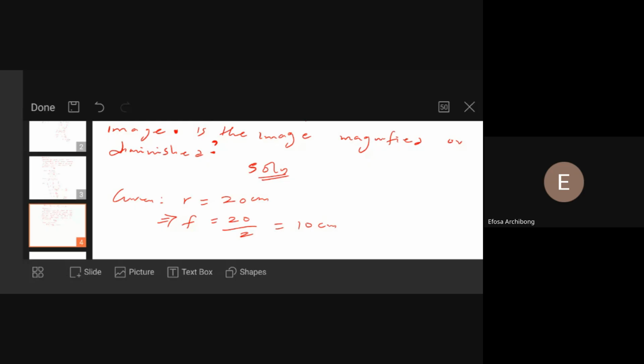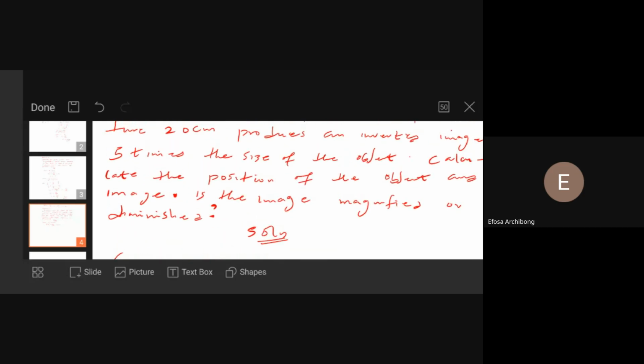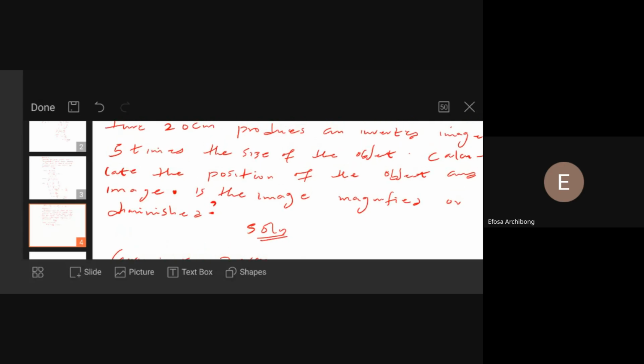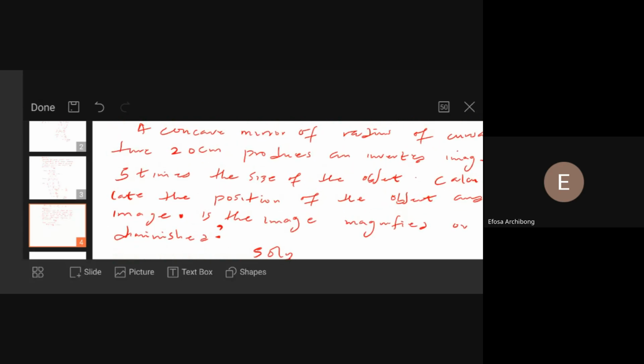And now we were not given any other thing except that they gave us magnification. I think that last image there, they already told us that the image is 5 times. So why then are they asking us if the image is magnified or diminished? That's just a way to cause confusion in your head. The image is already magnified because they said the image produced is 5 times the original object.